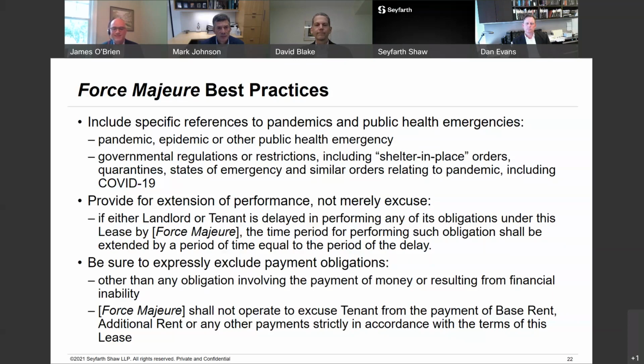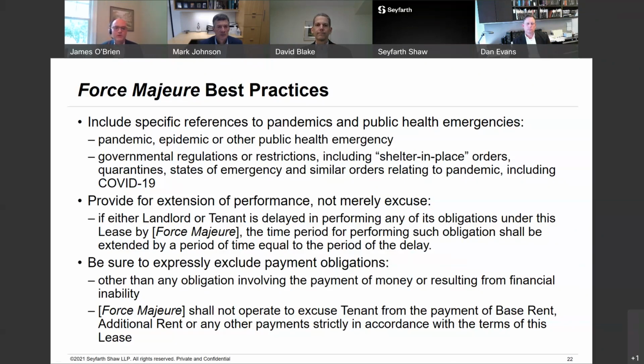And as Mark hinted at, and I like his Latin, I had to jot it down, ejusdem generis, the general follows the specific. Often courts will say, well, you've listed a handful of types of items, and then you've said any other item that's beyond your reasonable control. They'll say that's not really any other item. That's any other item that's similar to the ones that you've described here. So yet another reason to be more specific and not rely on the catch-all.